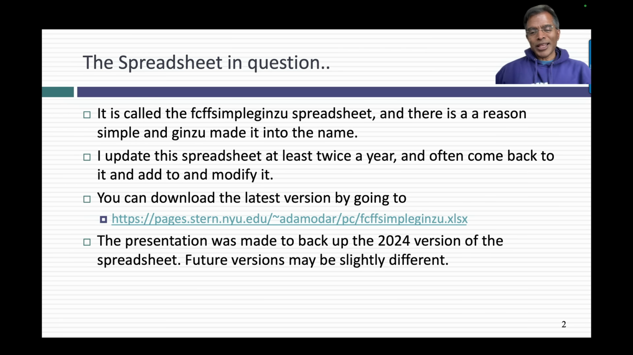Let me talk a little bit about the simple and the Ginzu. My objective when I value companies is to keep things parsimonious. I don't always succeed because I keep adding details, and in the end of the process, I say, that was complex. But I'm going to try to keep it as simple as I can while not giving up the rigor of what you need in valuation.